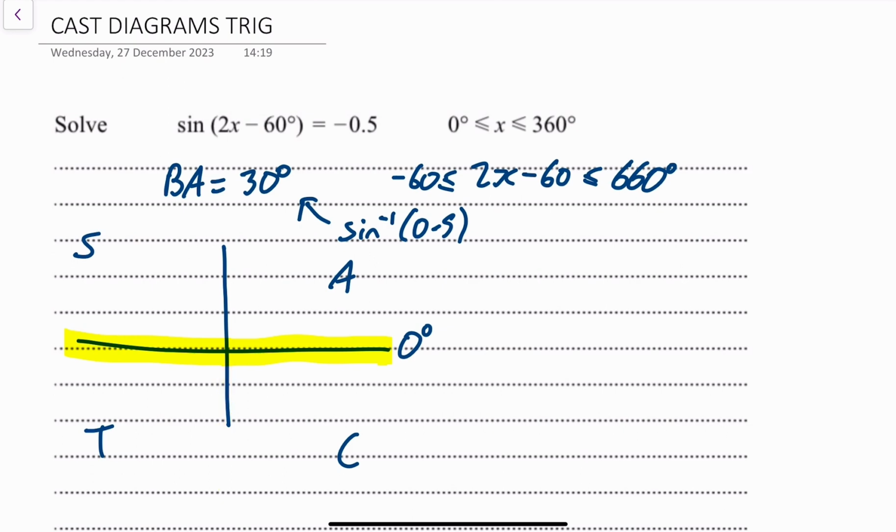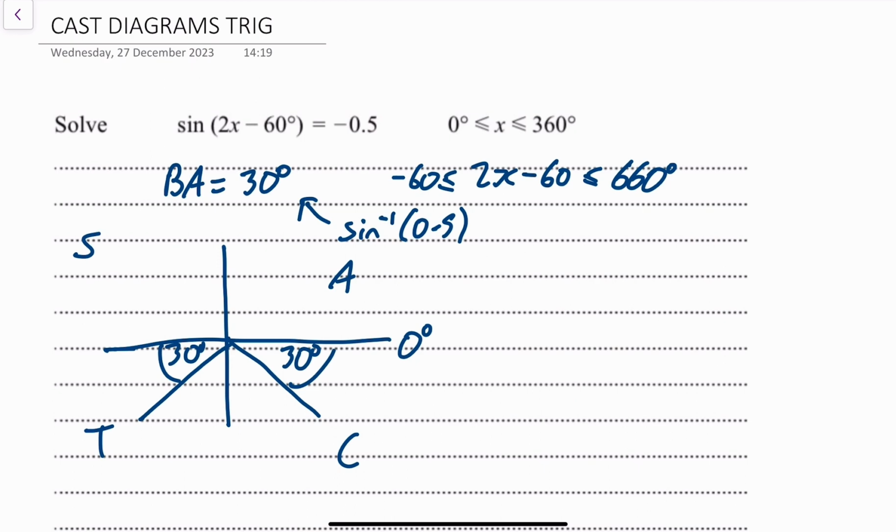Typically, for one revolution, there are 2 solutions. So for 2 revolutions, there'll be 4 solutions. So that's what we should get in this one. The first thing as well is that the angles are in here and in here because sine was negative. So you mark on your 30 degrees.